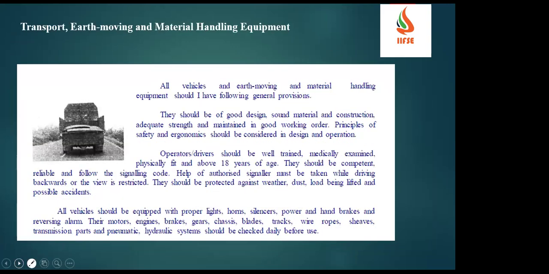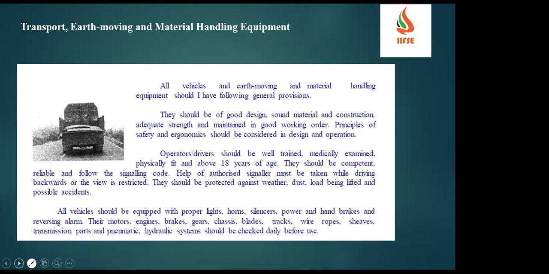Okay. Then transport machinery with respect to earth moving and material handling equipment. All the vehicles, earth moving and material handling equipment should have the following general provisions. One is that there should be a good design, sound material and construction, adequate strength, and they should be maintained in good working order. The principles of safety and ergonomics should be considered in design and operation. And the operators or drivers should be well trained, medically examined, physically fit, and above 18 years of age. They should be competent, reliable, and follow the signaling codes which are defined in the project.